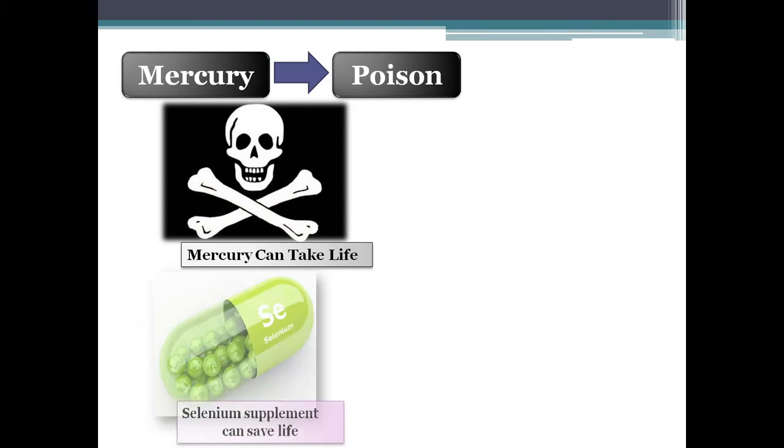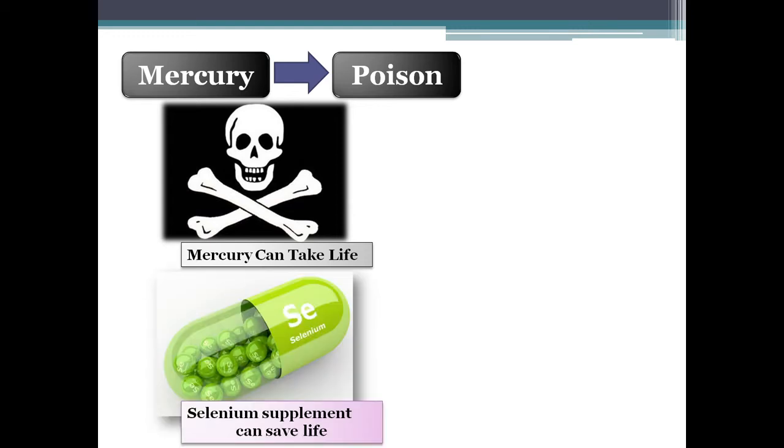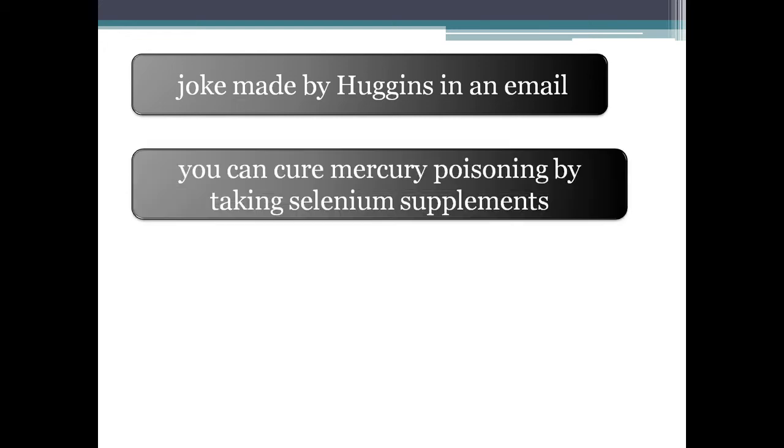Mercury is a very poisonous thing, right? If you take it internally, there could be a threat to your life. But if you take a selenium supplement, it can save your life. It was actually a joke made by Jason Huggins in his email that you can cure mercury poisoning by taking a selenium supplement. Mercury was the competitor of selenium.